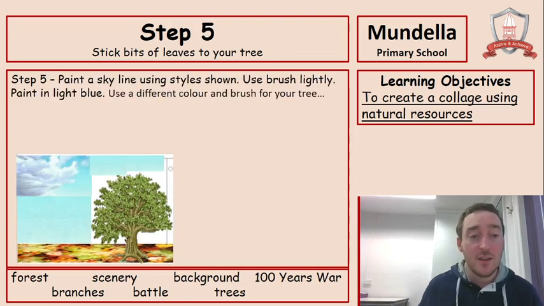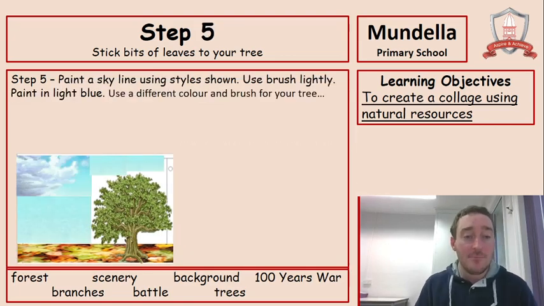In step 5, we're also going to have a look at painting a skyline, and we're going to be doing that with a watercolour. So we'll be using a light brush to be able to do that, and a different colour and brush for our tree as well. So we're going to need to use a watercolour to paint over the lines on our bark. So we'll use a different colour and a different brush to do that. Pause the video now to have a try at that.